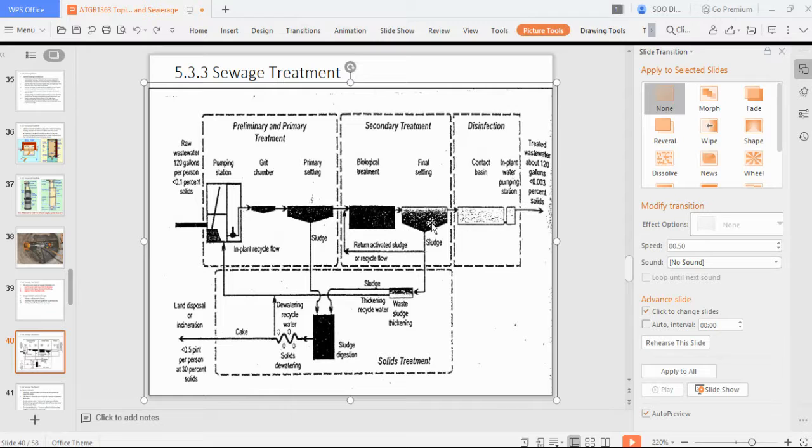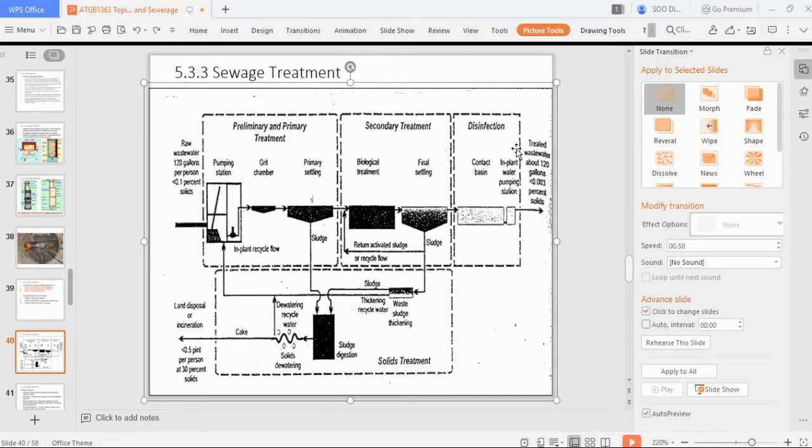Once the water is treated to be clean enough, it will be passed on to the third treatment, which is the contact basin. Here, the water will be treated to kill off any bacteria inside this wastewater, and then it will be clean enough to be discharged back to the river or drainage.